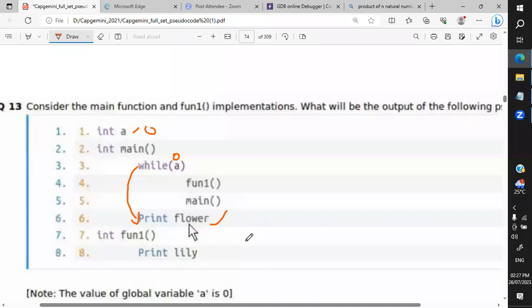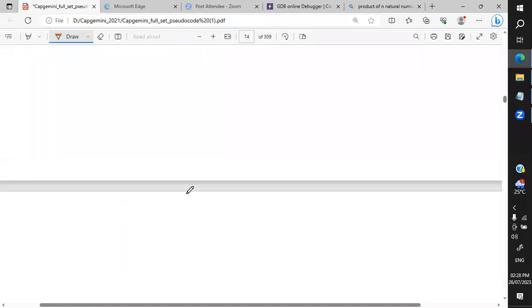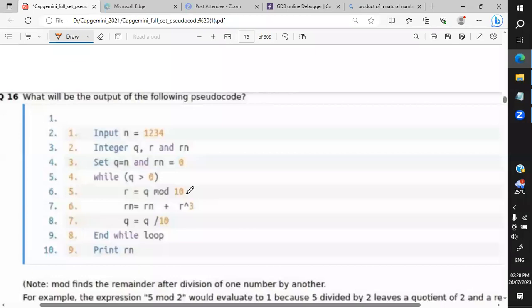Any zero means false. Any non-zero value is true in C language. If of one is true, if of zero is false, considered right. Understood that? Anytime if we get zero, it is false. If we get one or two or -1 or -10, any number, it is true. Zero false, non-zero value true. So the answer is flower. Just flower, only once. Not an infinite loop, not an error. Answer is flower.